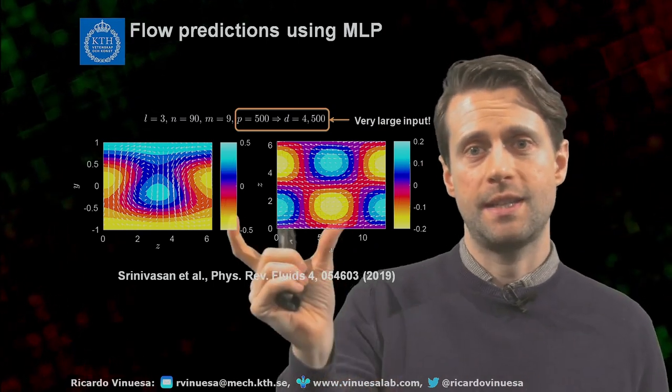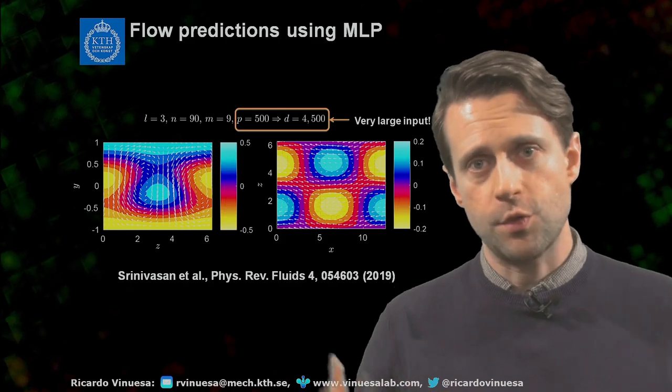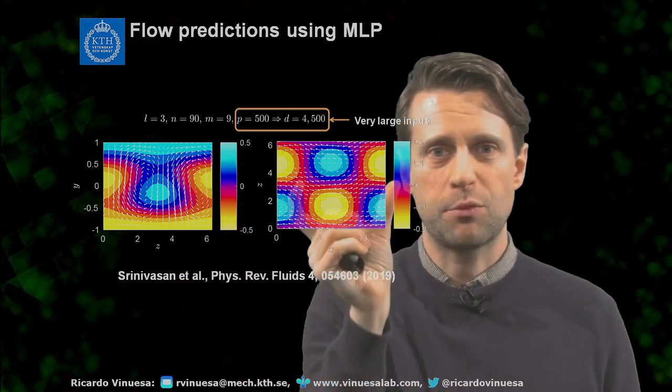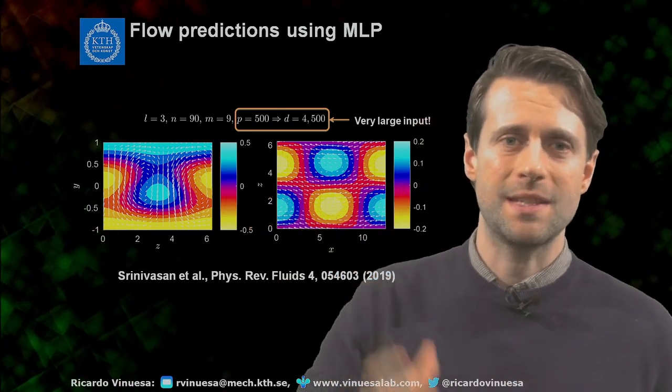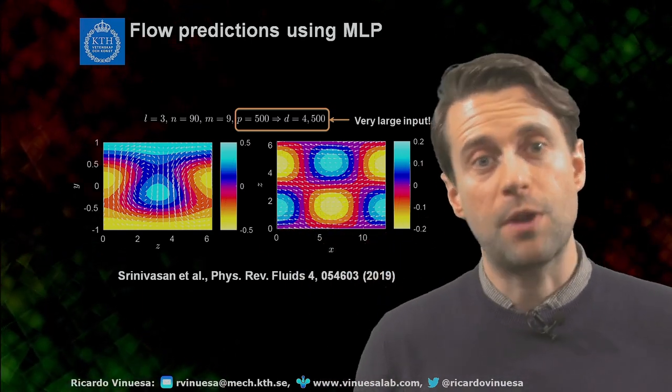But what you can see here in the instantaneous flow visualizations is that the flow looks okay. You see the high and low speed streaks, you see the vortices, but when you look at the spanwise movement of those streaks, there is some information missing. There is some discrepancy between this instantaneous visualization and the reference that I showed before.